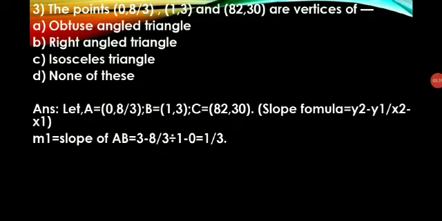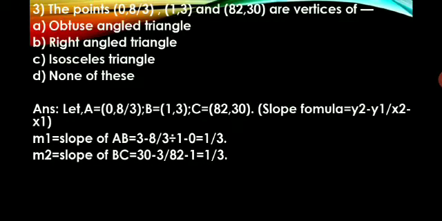m1 is equal to slope of AB. Substituting the values of y2 y1 and x2 x1, we get 3 minus 8 by 3 by 1 minus 0. Therefore, slope m1 is equal to 1 by 3. m2 is equal to slope of BC. Substituting the values of y2 y1 and x2 x1, we get 30 minus 3 by 82 minus 1. Solving, we get slope m2 is equal to 1 by 3.